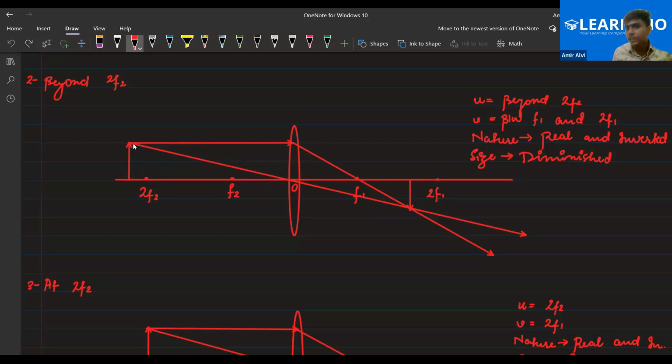Another ray that we are using passes through the optical center, because when the light ray passes through the optical center, it will not refract at all, right? So it will not refract at all. That's why the image formed is between f1 and 2f1, and it is inverted in nature. As you can see, the object is larger than the image formed. So in this case, the image would be diminished, real and inverted. The image is formed between f1 and 2f1, and the object is placed beyond 2f2. Is this clear to all of you?